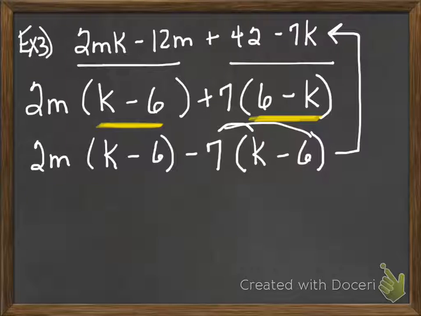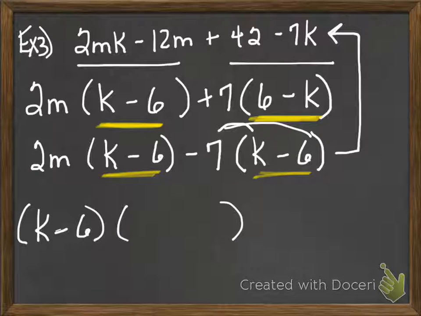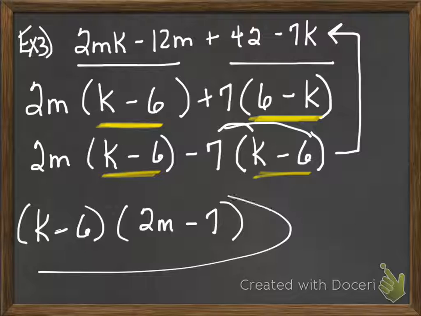Okay, so as long as you don't change anything in the original problem, you're good. I'm just making sure you understand why it's okay to take out the negative 7. Because the 6 minus k was backwards, and we needed it to be positive k minus 6. Now are our groups exactly the same? Yes. Now we can factor out the k minus 6. And what will we be left with? 2m minus 7.